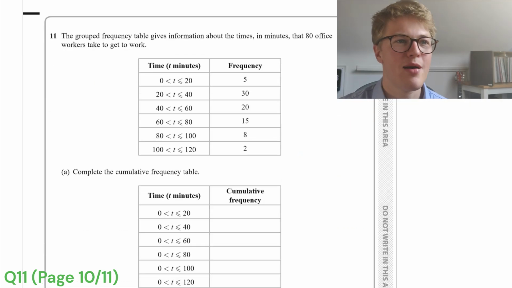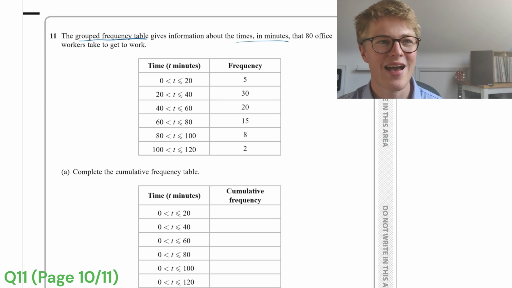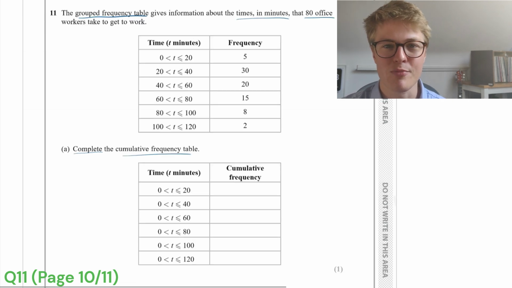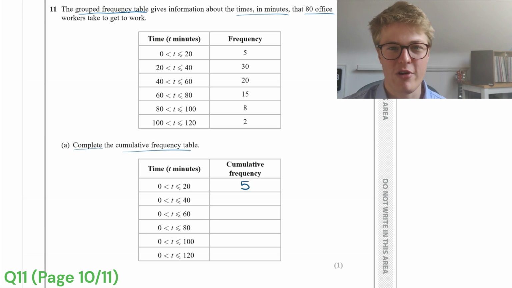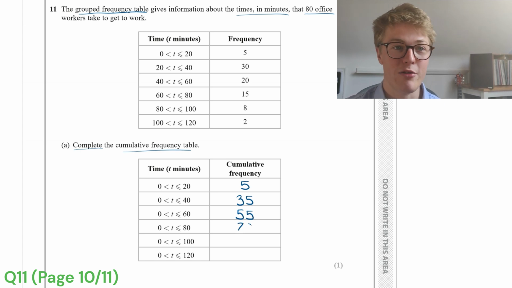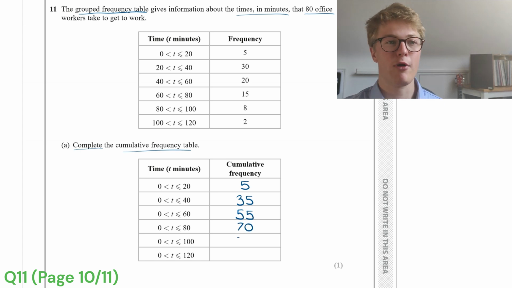The grouped frequency table gives information about the times in minutes that 80 office workers take to get to work. Complete the cumulative frequency table. So what we're going to do is add up each of our frequencies as we go. So 5 plus 30 gives us 35, 35 plus 20 gives us 55, and so on, and you end up with the table you can see here. You'll know you've done it correctly because at the end it should say 80, because that's the amount of office workers there are in total.